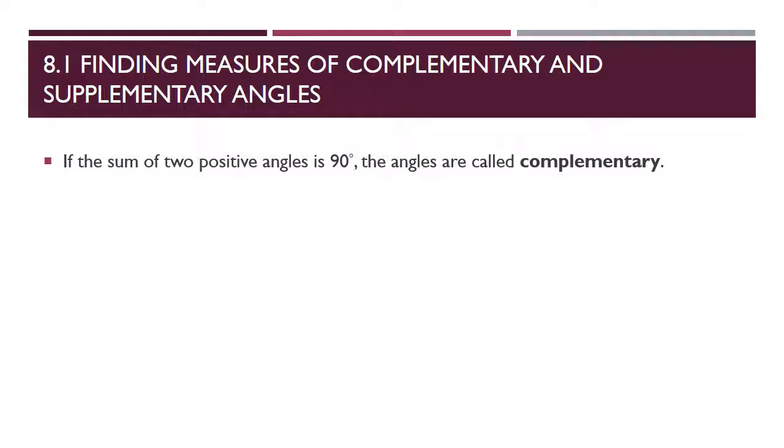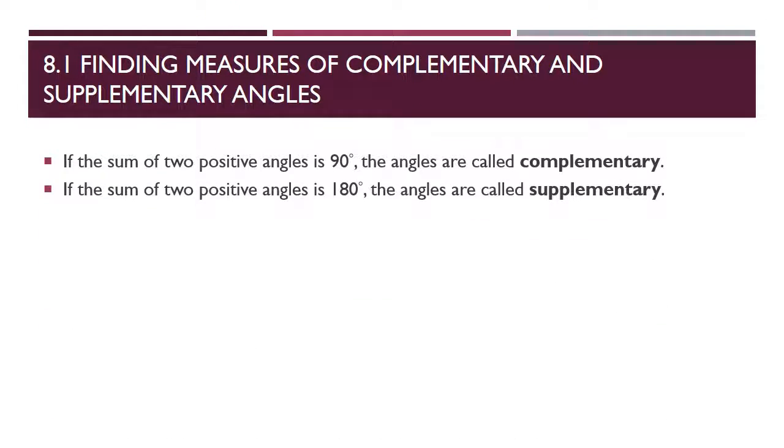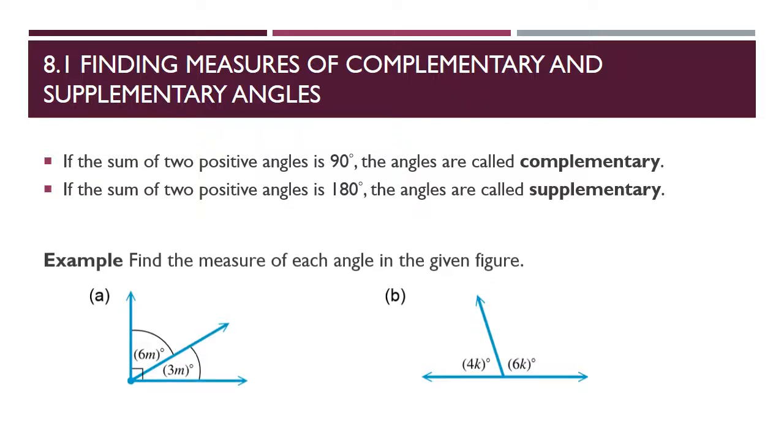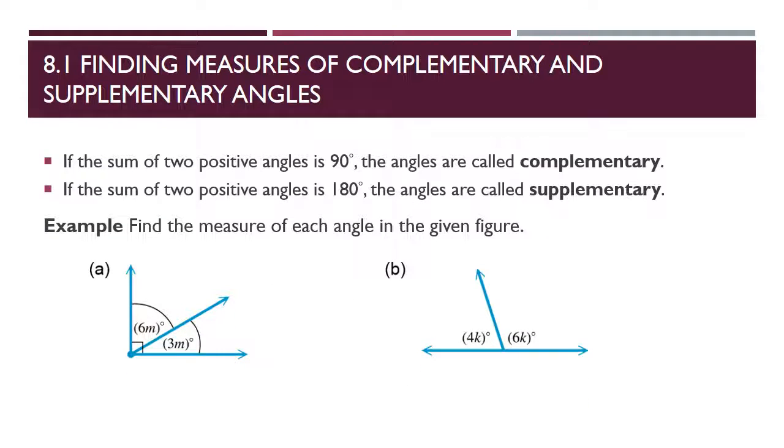If the sum of two positive angles is 90, then those angles are called complementary. And if they add up to 180, they're called supplementary. So we're going to try an example here. You want to find the measure of each angle in the given figure. Use the fact that two angles that add up to 90 are complementary. The other two add up to 180. Do a little bit of algebra here. Try the problem, pause the recording, give it a try, and resume to check your answer.